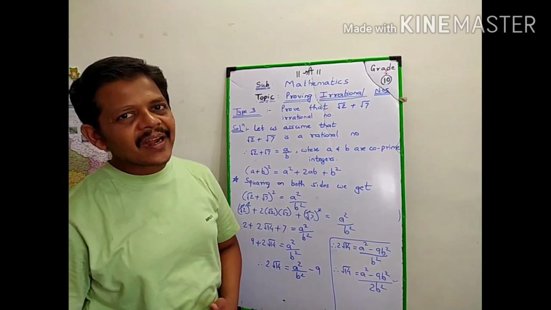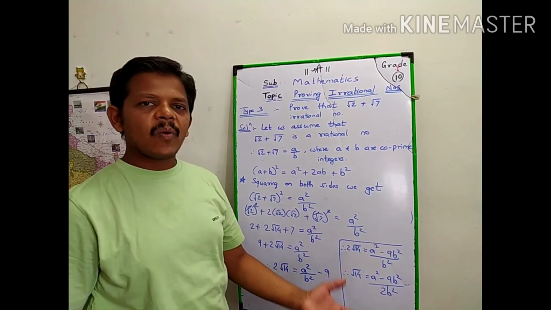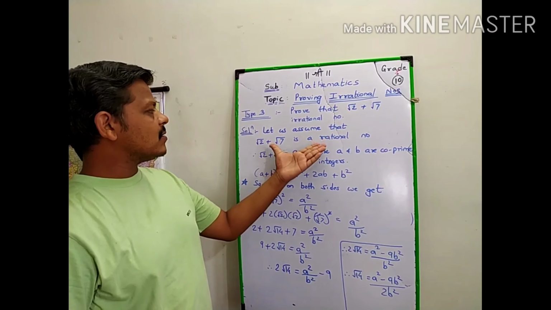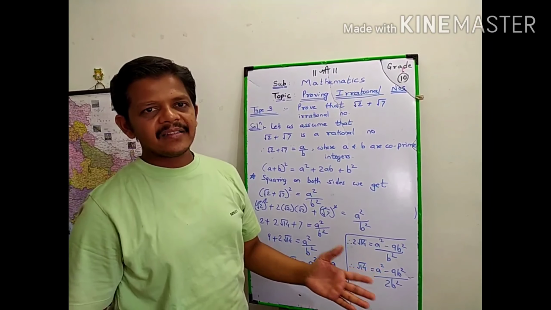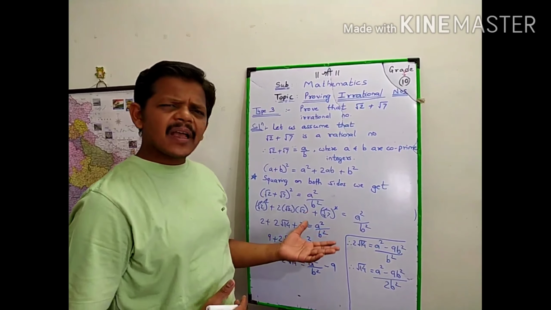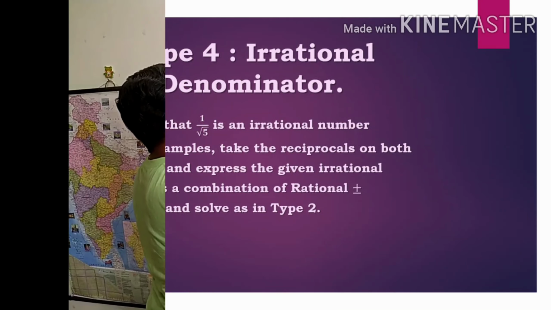But we already know that root 14 is irrational. Rational and irrational, contradiction. Why contradiction? Wrong assumption. This is wrong. That means root 2 plus root 7 is irrational. So that's all about type 3. Again, a very easy type. You can see on the screen what this is told. The hint. Again, we have to do squaring on both the sides. Correct? Very nice. Very quickly, the last type, type number 4.